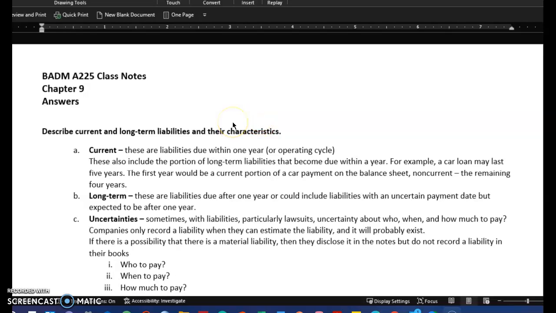Chapter 9, we're making progress in the course. So we're going to look at current and long-term liabilities. Current liabilities are anything due in less than 1 year or the operating cycle. Speaking briefly to the operating cycle, it could be longer than a year for companies like Boeing or Lockheed Martin.